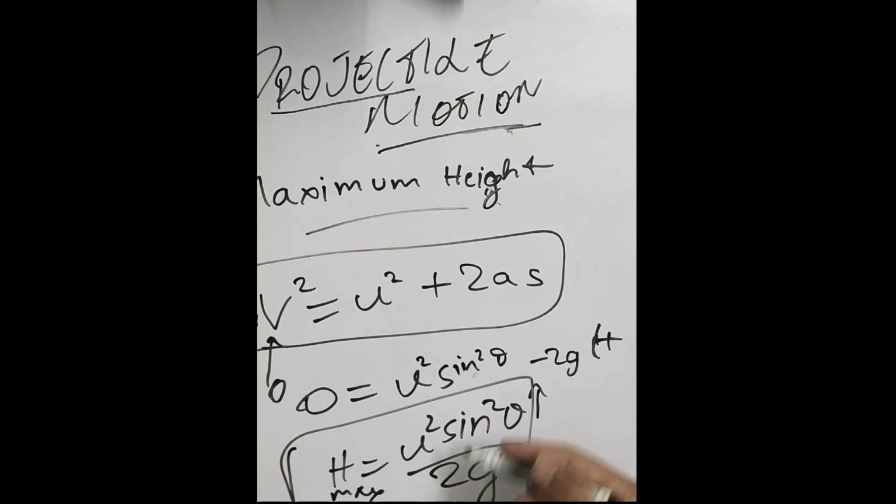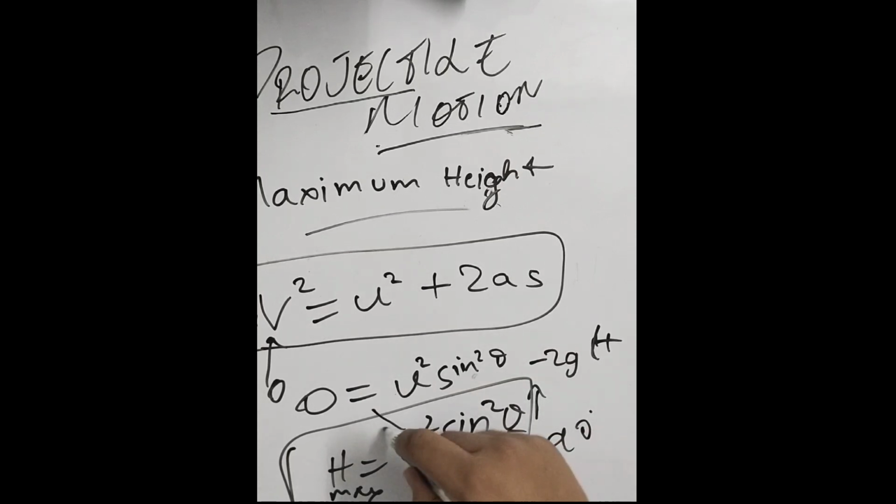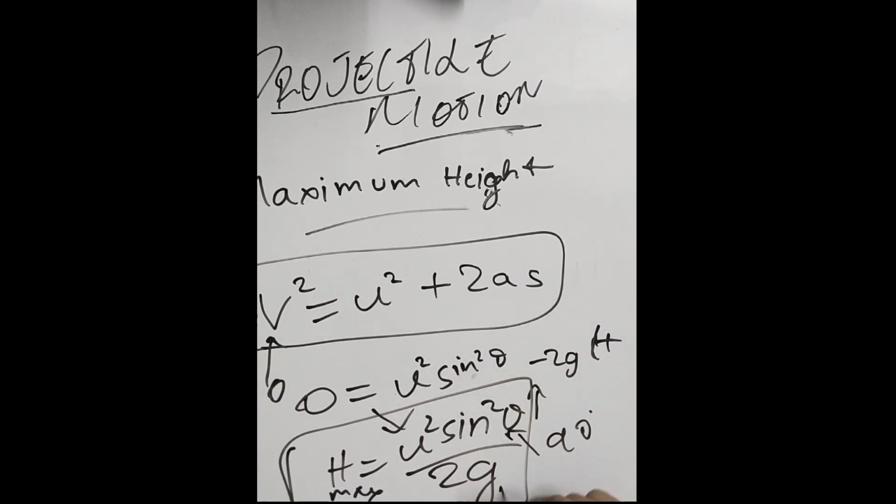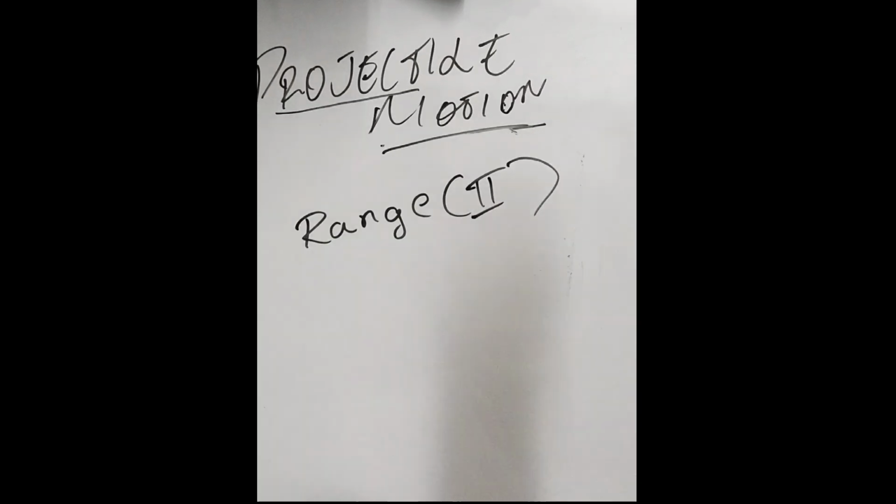So, and obviously this formula makes sense, because when you think about it, sine square theta is again maximum at 90 degrees, and u square is obviously maximum at whatever velocity you're able to throw it at maximum. G is a fixed constant, so it really makes sense as a formula too.